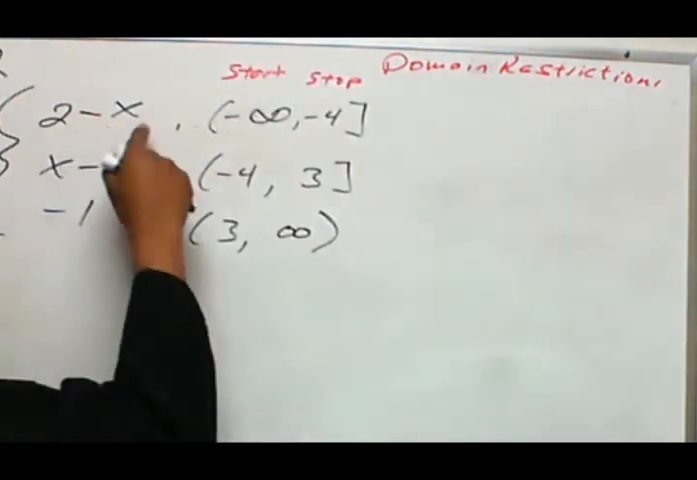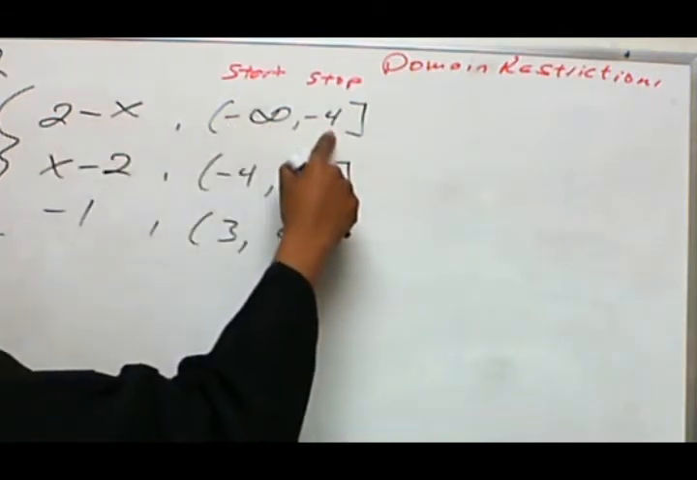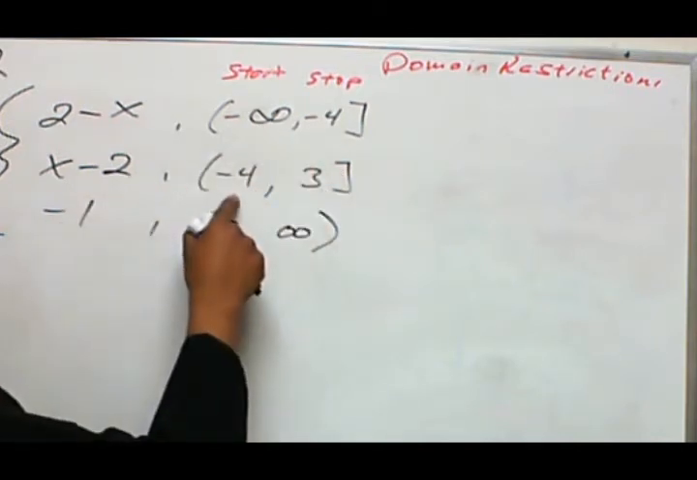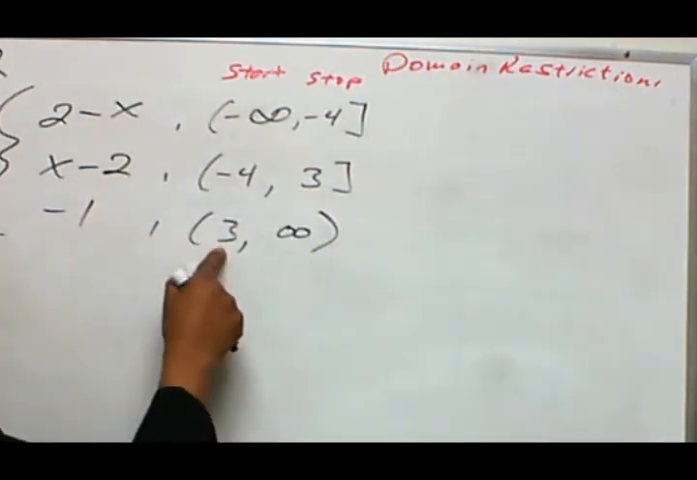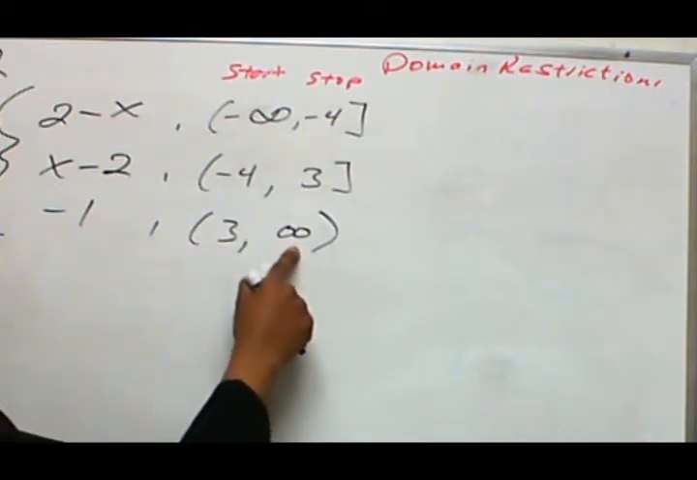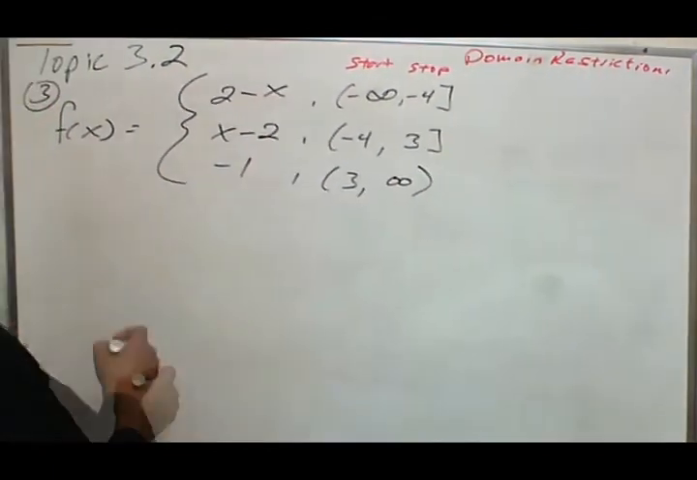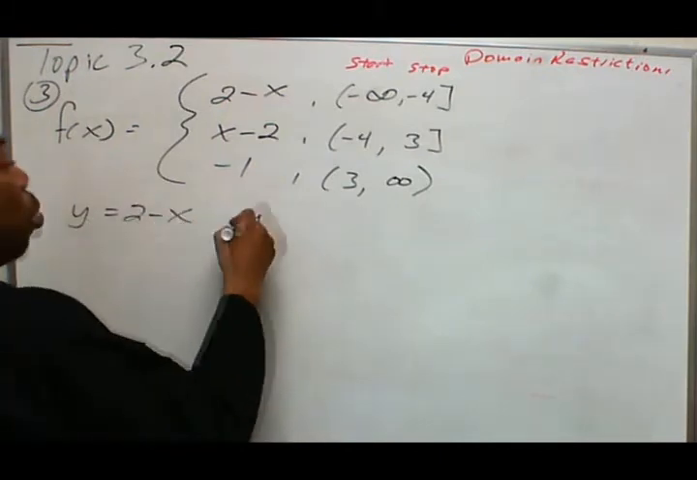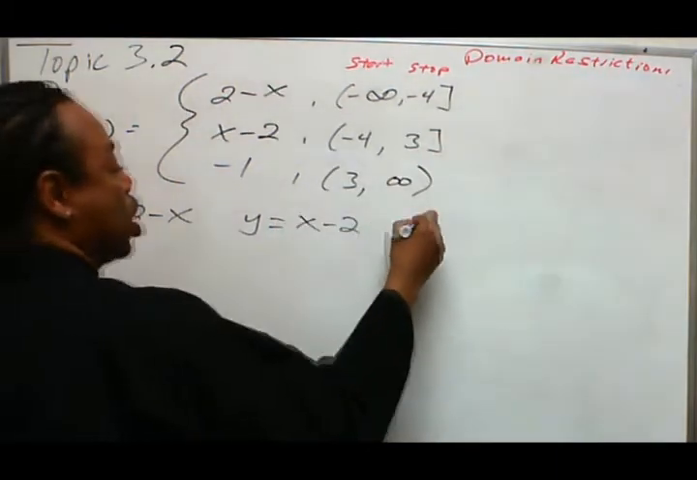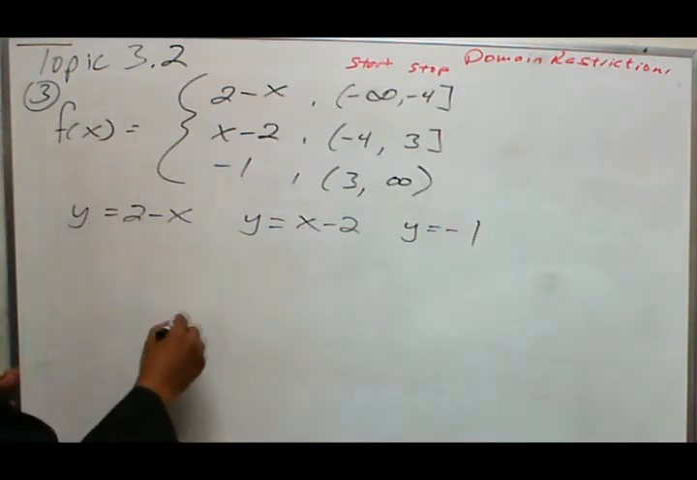So this graph right here, from the left, will go forever. But to the right, it's going to stop at x equals negative 4. This graph is going to start at x is negative 4 and stop at x is 3. This graph right here is going to start at x is 3, but keep going and never stop to the right. So let's separate these and draw these. So we have y equals 2 minus x, y equals x minus 2, and y equals negative 1. Okay, so let's draw all 3 of these situations.